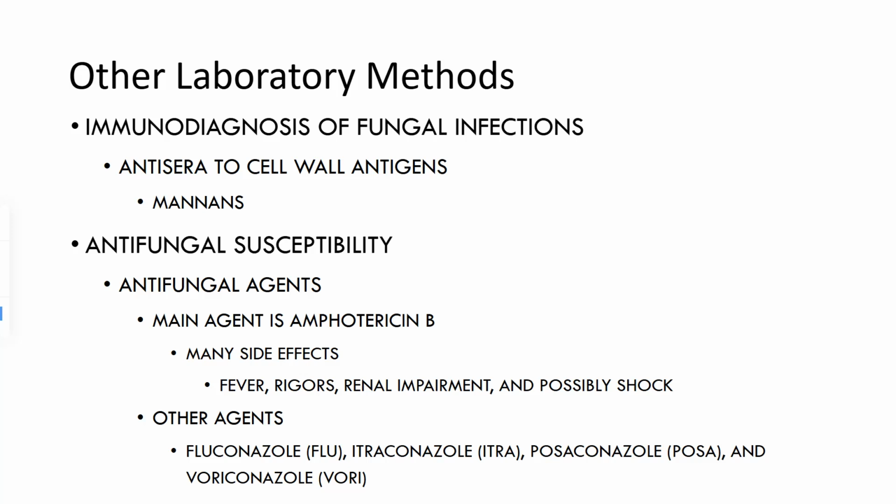Other laboratory methods include immunodiagnosis of fungal infections, using anti-sera to the cell wall antigens, and antifungal susceptibility testing. As for antifungal agents, the main agent is amphotericin B. It has many side effects: fever, rigors, renal impairment, and possibly shock. There aren't a lot of antifungal substances.